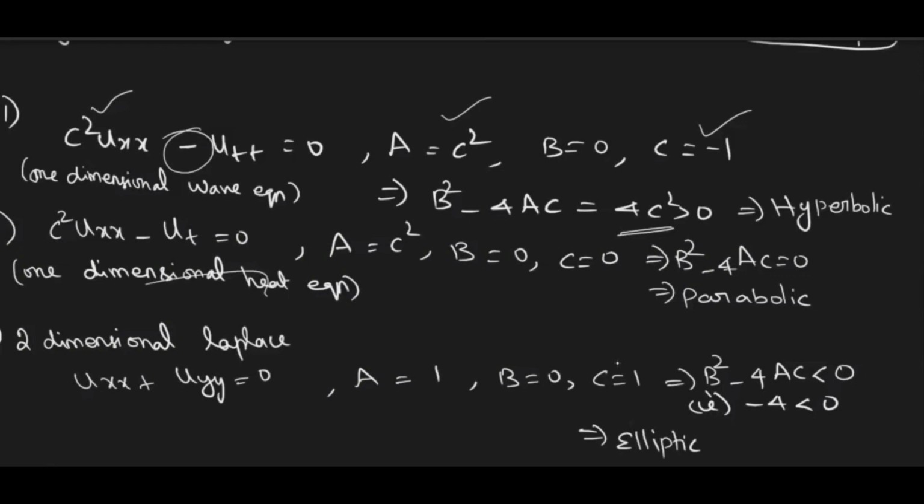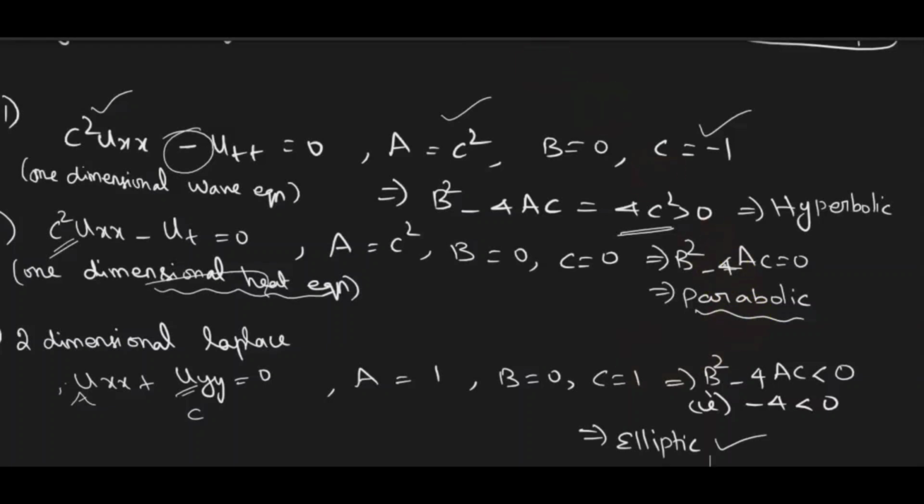In the same way, in the one-dimensional heat equation, the coefficient of a is c square, and there is no b and no c here. So b square minus 4ac is nothing but 0, which means it's parabolic. Similarly, in the two-dimensional Laplace equation, uxx plus uyy, the coefficient of a is 1 and the coefficient of c is also 1. So b square minus 4ac is minus 4, which is less than 0. So the nature is elliptic.